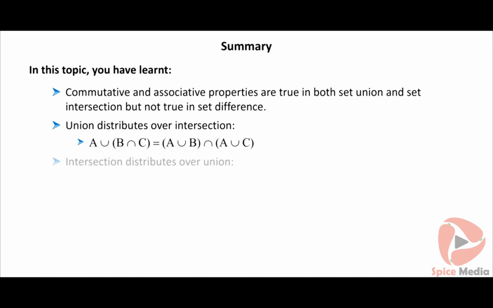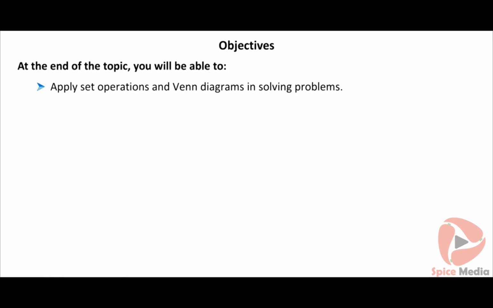Commutative and associative properties are true in both set union and set intersection, but not true in set difference. Union distributes over intersection. At the end of the topic, you will be able to apply set operations and Venn diagrams in solving problems. Let us now see the properties related to the set operations.